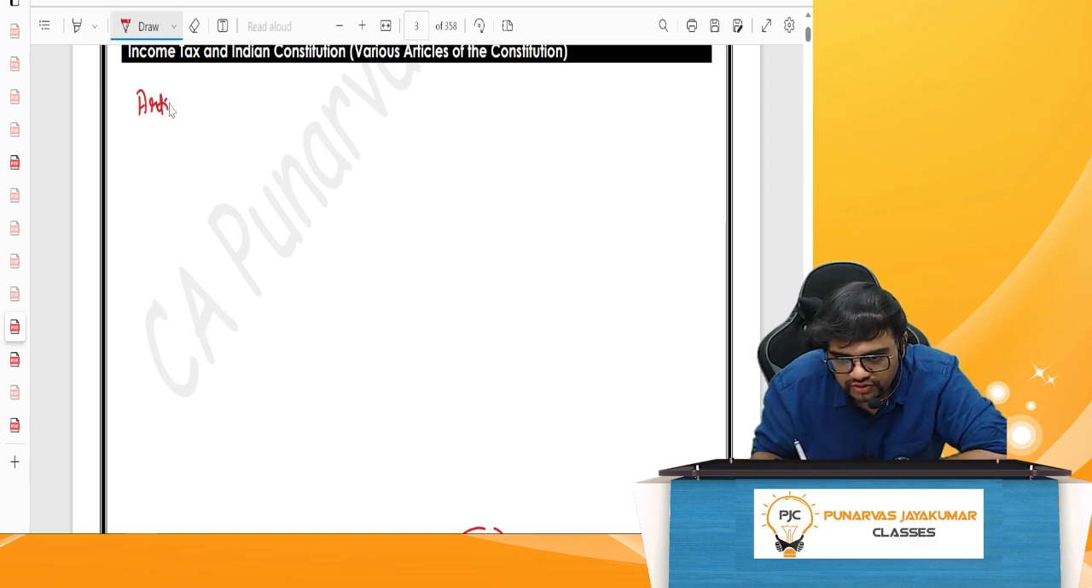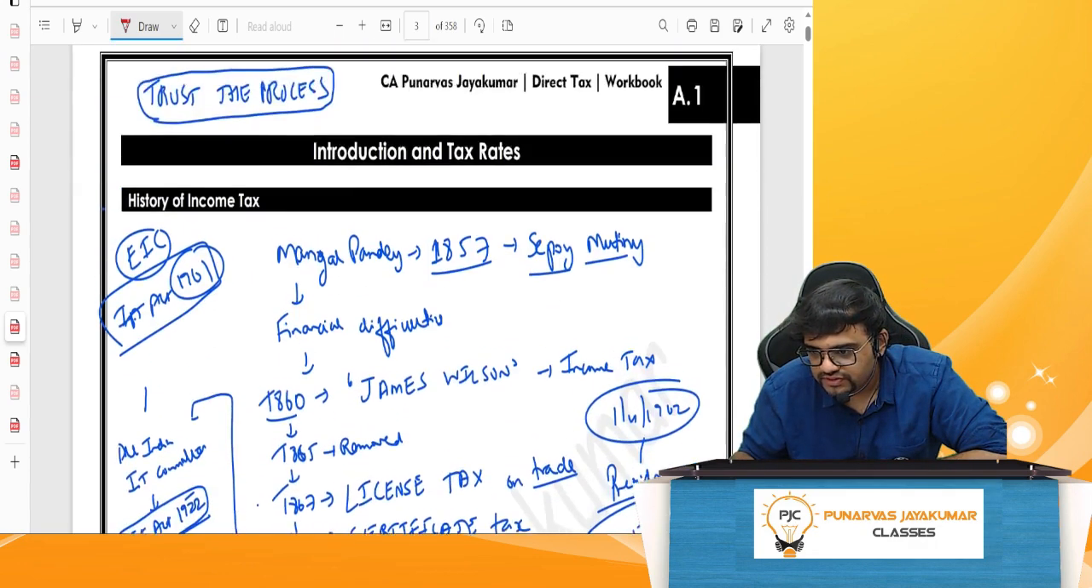Article 14 of the Indian. I'm seeing this page number, which one? A1.